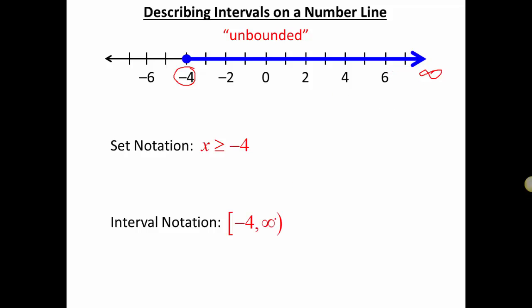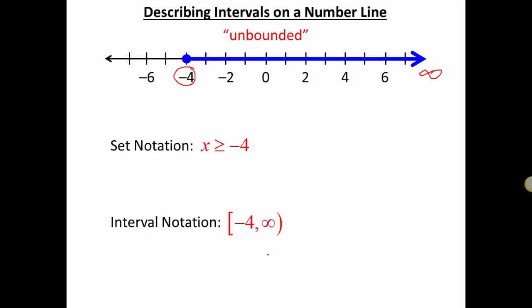So, interval notation: -4 on the left with a bracket because it's closed, infinity on the right. Now notice we've got a parenthesis with the infinity because, again, you can never actually reach infinity, so you can never actually include infinity. Infinity will always have a parenthesis. Never, ever put a bracket on infinity. It will always be a parenthesis.